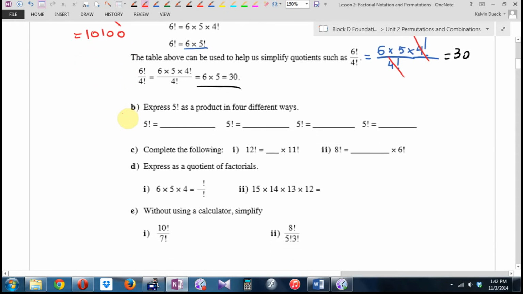Express 5 factorial as a product in 4 different ways. Well, the long way is 5 times 4 times 3 times 2 times 1. It's also 5 times 4 factorial.